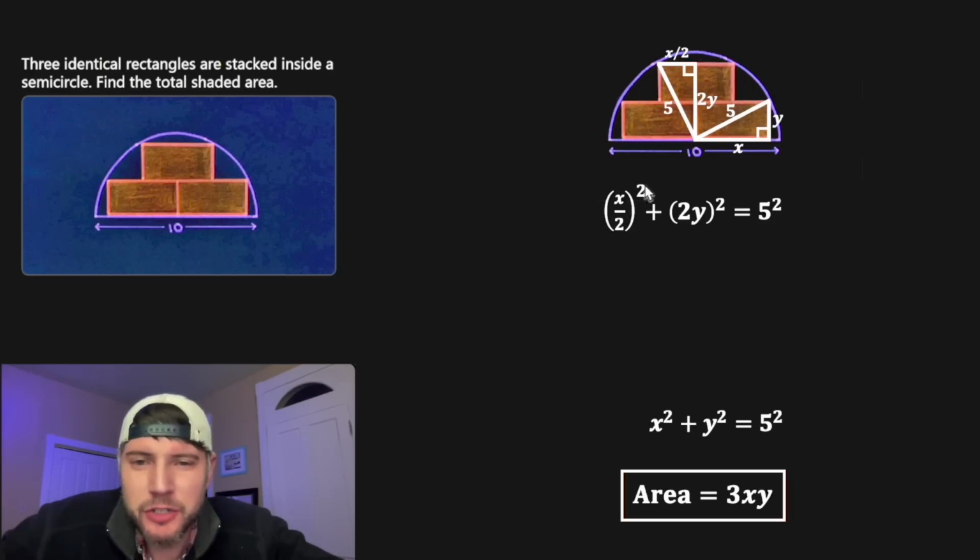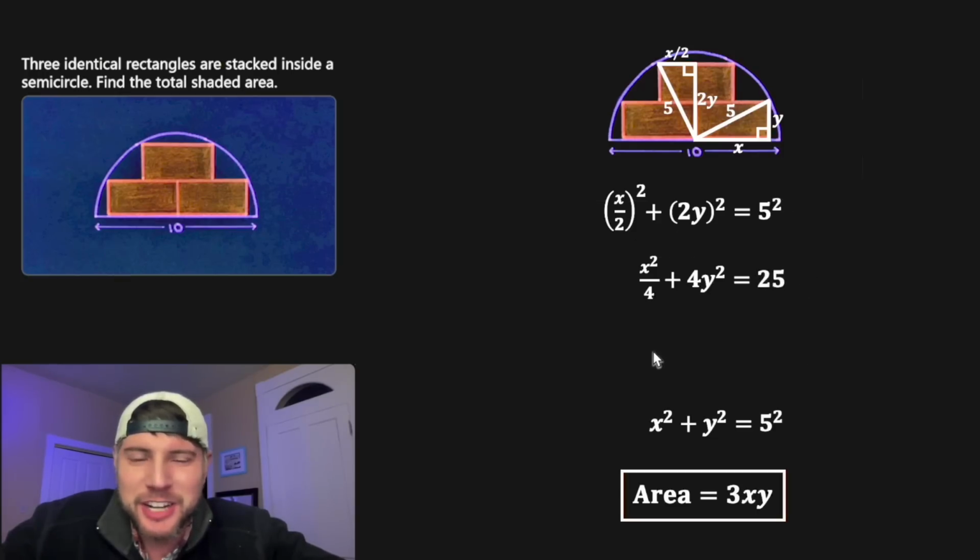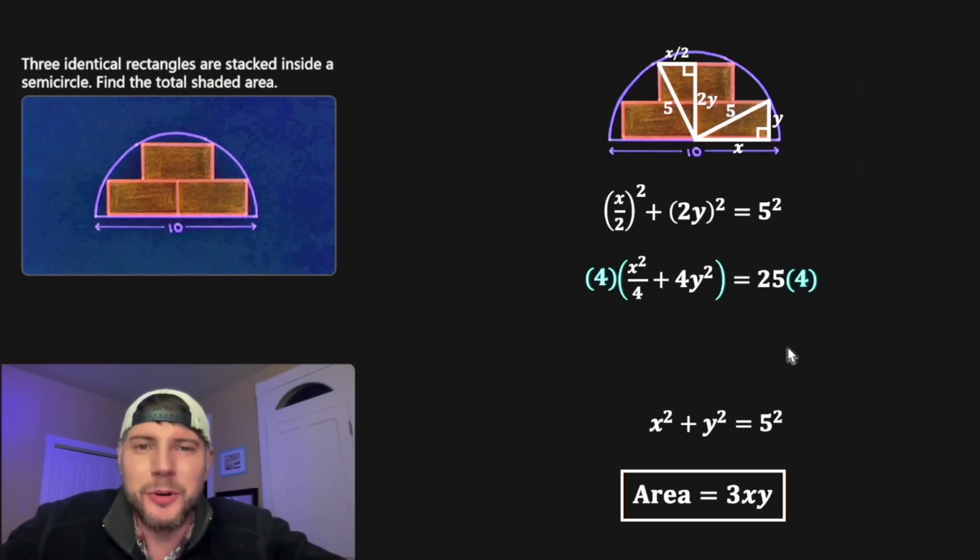This quantity x over 2 squared is the same thing as x squared over 2 squared. And 2 squared is equal to 4. And this quantity 2y squared is equal to 2 squared y squared. And 2 squared is equal to 4. And then on the right-hand side, 5 squared is equal to 25. I don't really like fractions, so let's get rid of this 4 in the denominator. We can do that by multiplying both sides of the equation by 4. This 4 is going to distribute to both of these terms. 4 times x squared over 4 gives us x squared. And then 4 times 4y squared is equal to 16y squared. And on the right-hand side, 25 times 4 is 100. And for the second one, on the right-hand side, 5 squared is equal to 25.